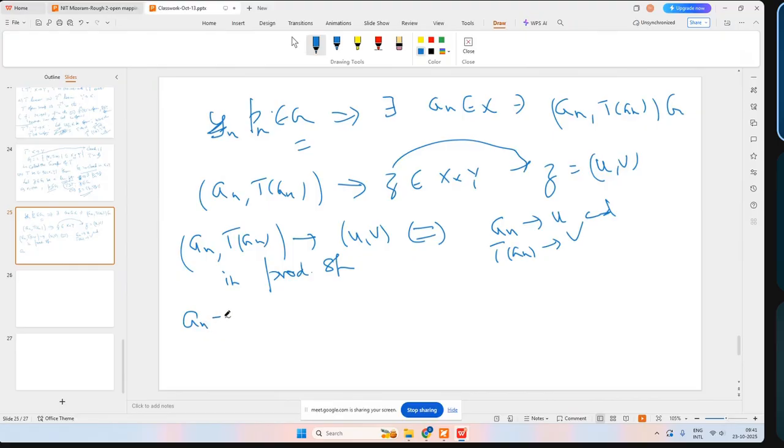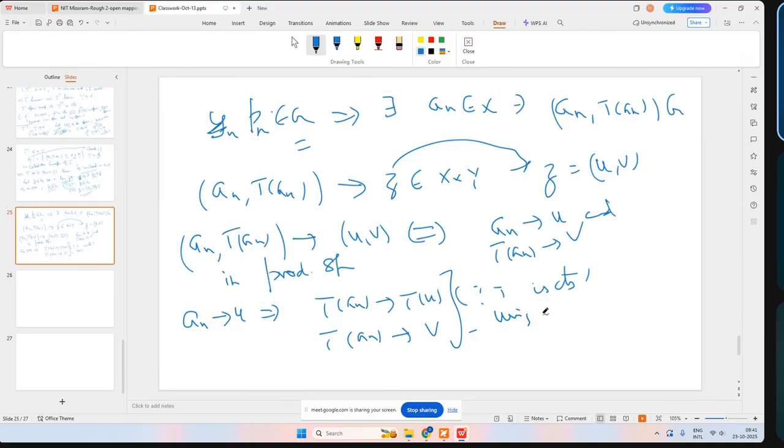An converges to U implies T An converges to TU because T is continuous. Now T of An also converges to V. So the uniqueness of limit tells you, therefore TU equals V. U is already in X itself, since An is converging to U.